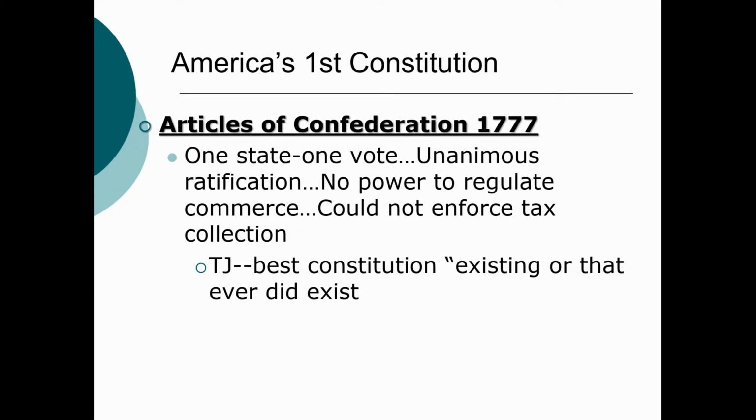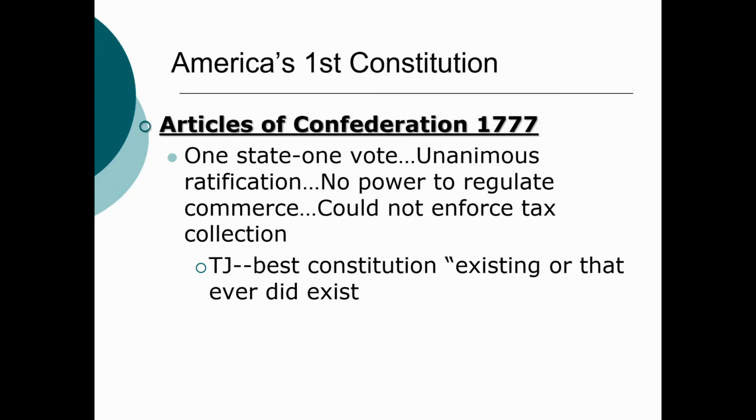It allowed each of the 13 states to have one vote. Despite the size of the states, they each had the same amount of votes. So Rhode Island, with like 3 people, has the same votes as Virginia with like 5,000 people. It really doesn't make a lot of sense.